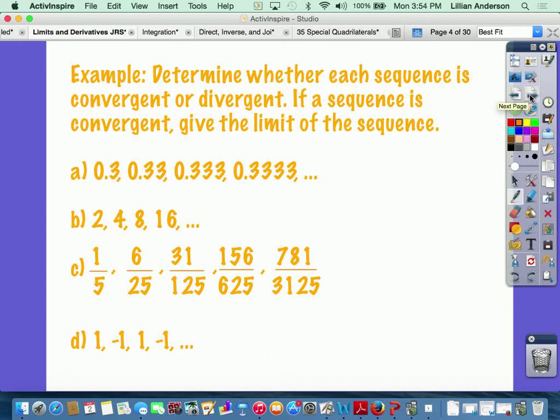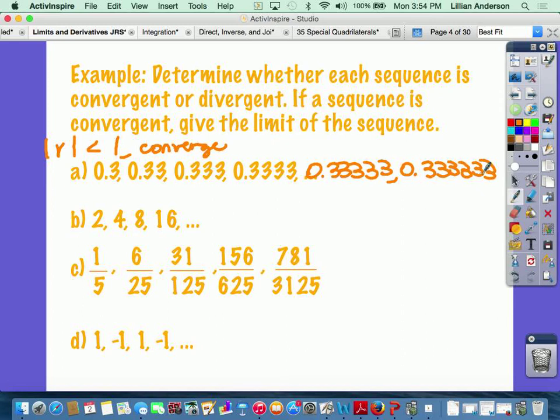We have to determine whether each sequence is convergent or divergent. Now, if you think back to when we were doing sequences and series, if the absolute value of r was less than 1, then the series converged. So keep that in mind. In this case, the next terms in the sequence are going to be 0.33333, 5 times, and the next one 0.3, 6 times, and it's going to keep on going. So it's getting closer and closer to 1/3. The limit as n approaches infinity of this sequence is going to be 1/3. So yes, this one is going to converge.